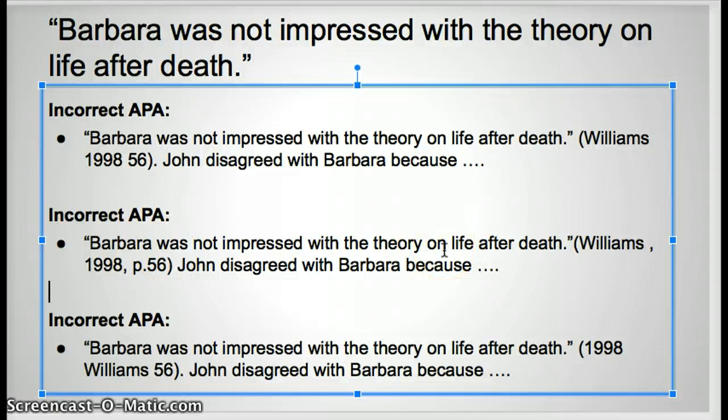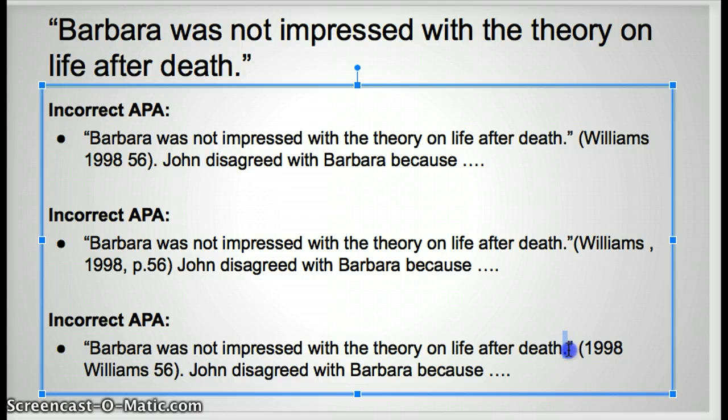Here, on this next example of a mistake, we have the period after death. That's wrong. There is no space between the last quotation mark and the citation. That's wrong. You notice I have an extra space here before I put the comma after Williams. That would be incorrect. All right. And it looks like the citation is part of the second sentence, not the first sentence, which is also incorrect.